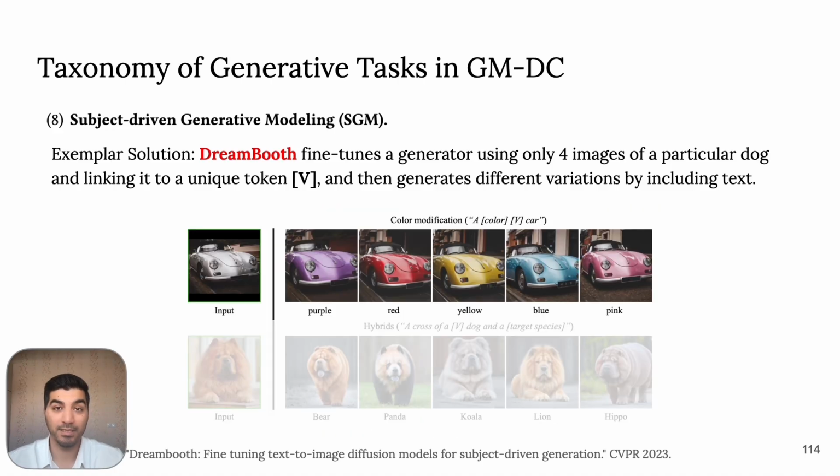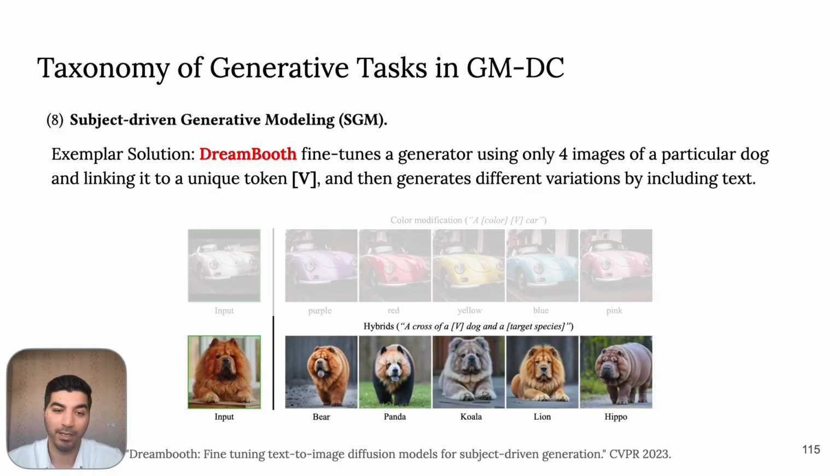the background. This task also enables other cool applications and other tasks. For example, we can have color modification. The car on the left side, we can learn it as a V car. And after learning this, we can generate different colors of this car. For example, a purple V car, a red V car, or a yellow V car.